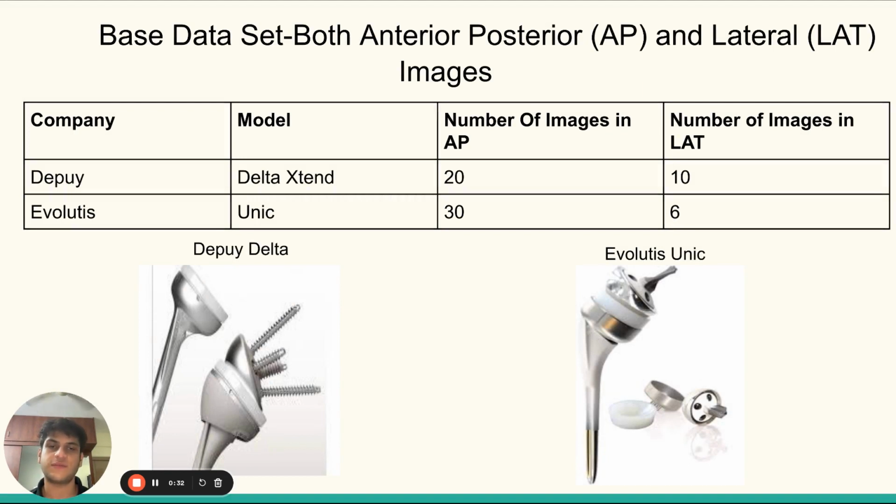Our dataset consists of both anterior-posterior and lateral images. AP images imply that the X-ray was taken from front to back, and lateral images imply that the X-ray had been taken from the sides. Our dataset consists of two different shoulder implants. The first one is the DePuy Delta, which consists of 20 images in AP and 10 images in lat. The second implant is the Evolutis Unique, which consists of 30 images in AP and 6 images in lat.